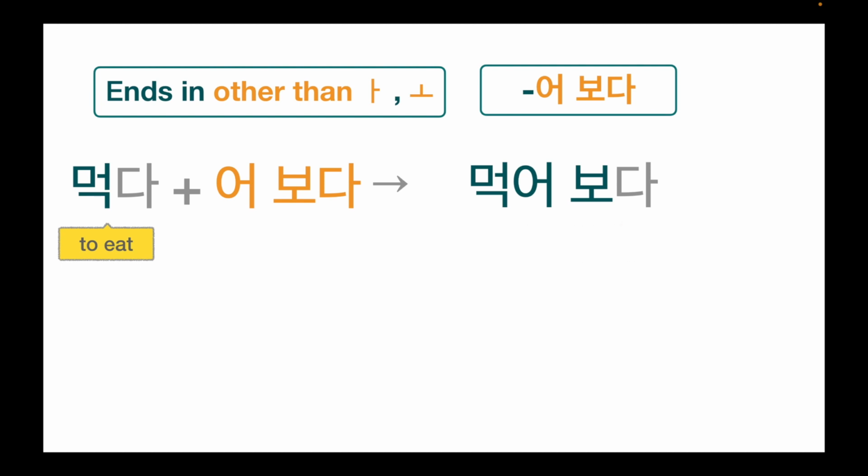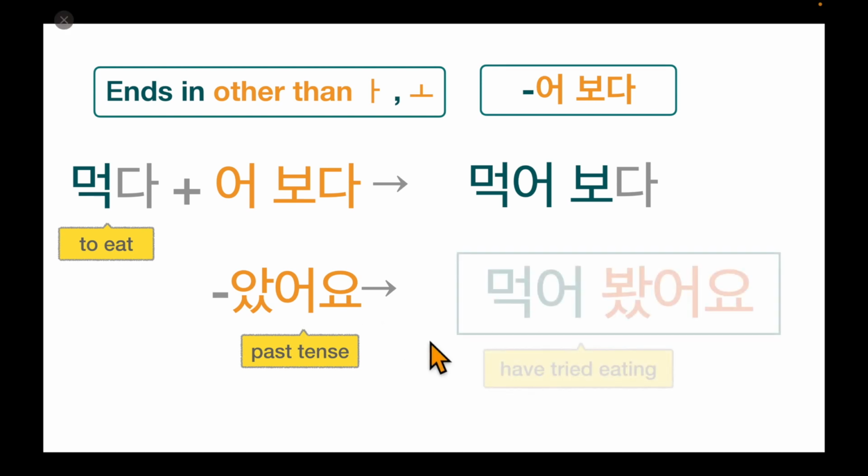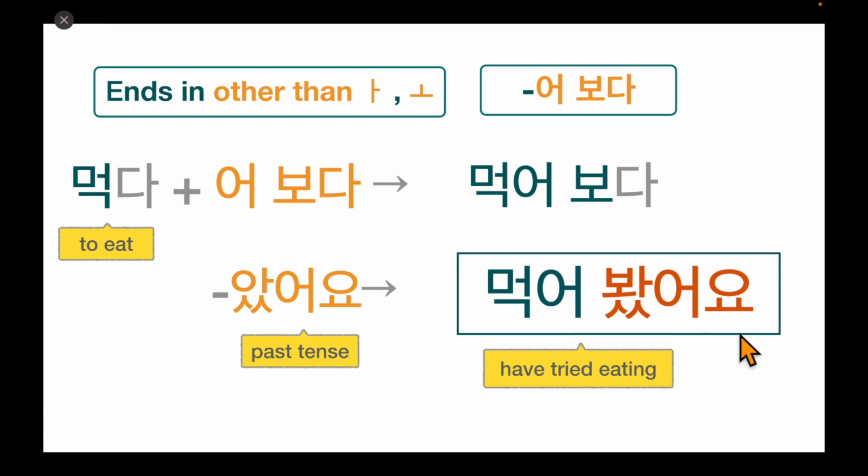If you want to talk about a past experience, we need to add the past tense ending 었어요. So the final conjugation is 먹어봤어요. Repeat after me. 먹어봤어요. That means I've tried eating something or I have eaten something.